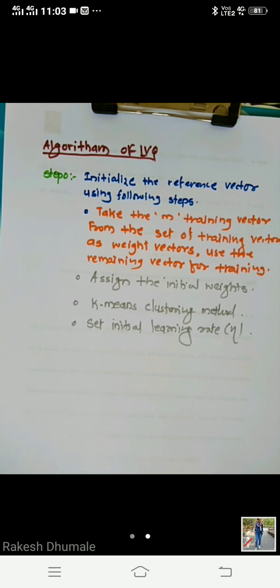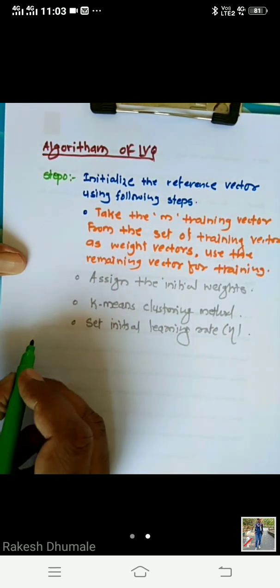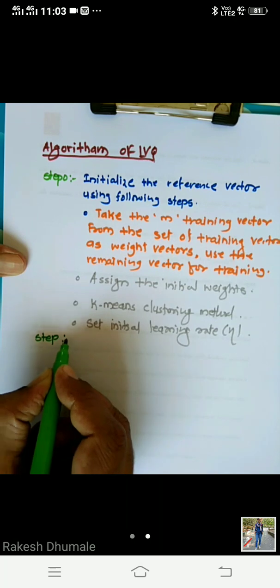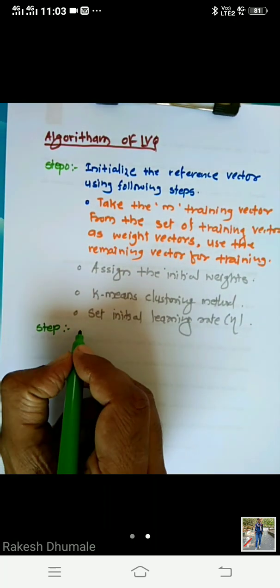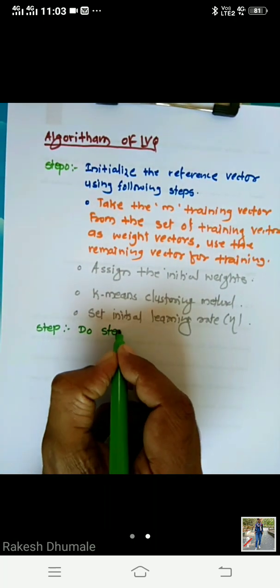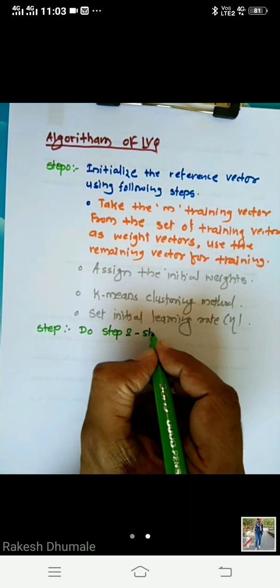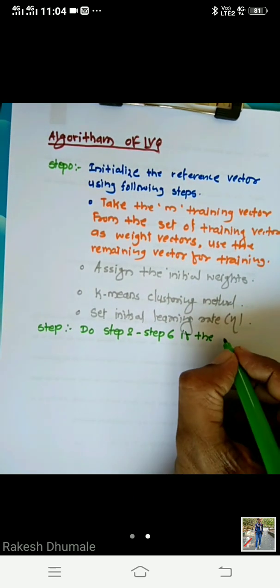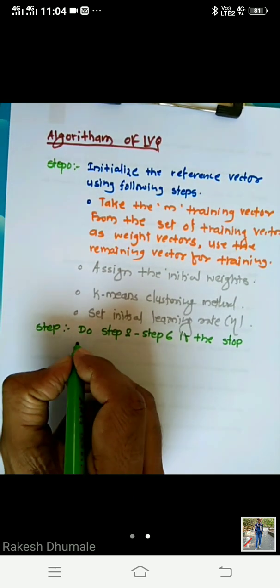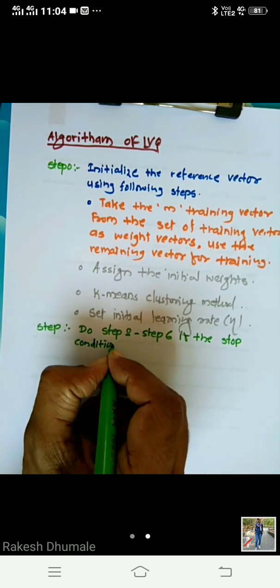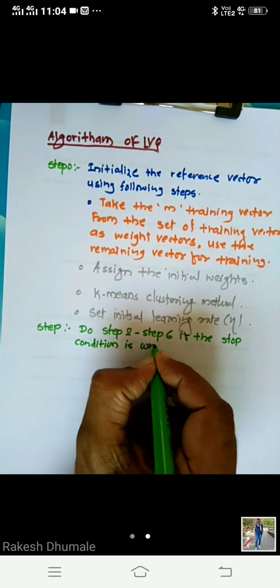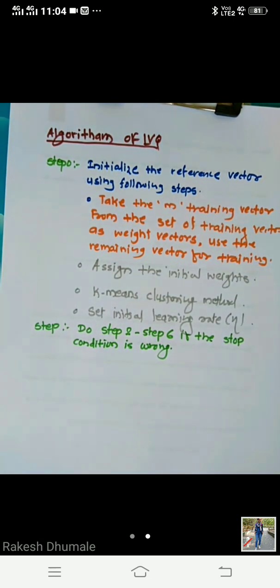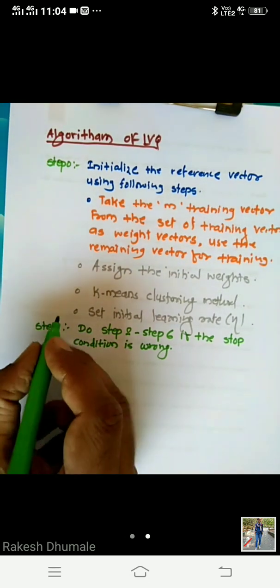Then step 1. What is step 1? Do step 2 to step 6 if the stop condition is false. So repeat steps 2 to 6 until you get the stopping criteria. Then the next one, step 2.